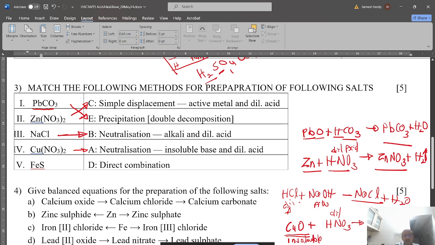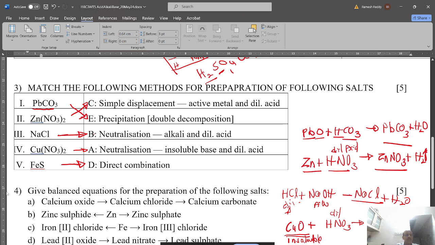I will also check one more time. But in my opinion, NaCl must be B, and CuNO3, that is a copper compound, should be A. Okay, and the last one that is remaining is D only. So this is also directly given. FeS is always equal to D.